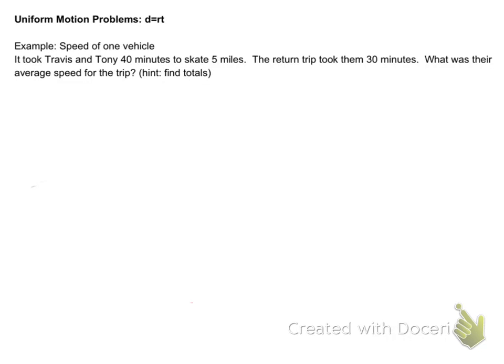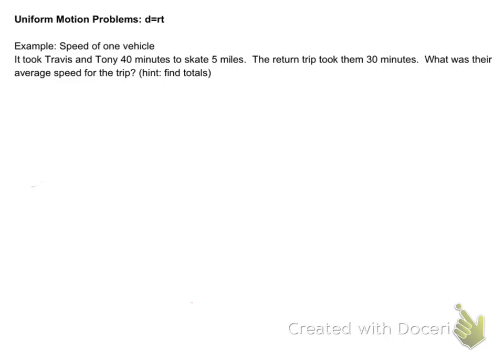Algebra 1, this is lesson 2.9, day 3. Today we're going to talk about uniform motion problems. A lot of this comes down to distance equals rate times time. We should all know that, and any modification of it, like time is distance divided by rate, or rate is distance divided by time. So, what happens when we're talking about just one vehicle doing all the work?